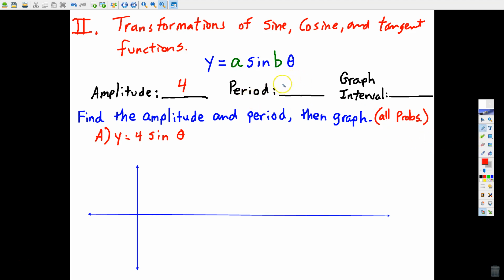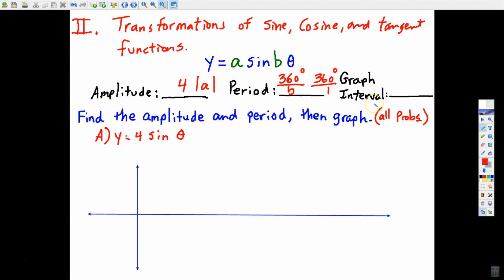Here's how you find the period. I'm going to do it in general, and then this is specific. The period is always 360 degrees divided by whatever this b number is. So for this particular case that we're about to do, it's understood that b is 1. So my period in the problem I'm about to do is just 360 degrees.